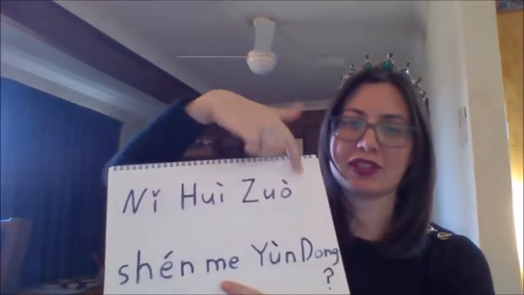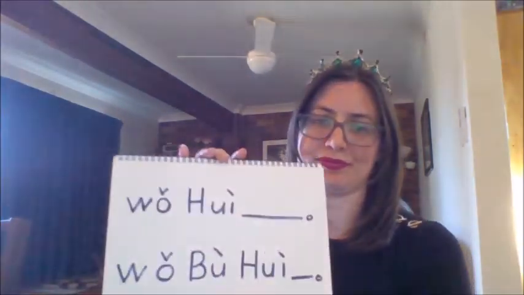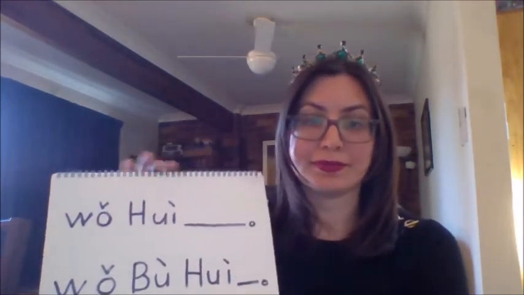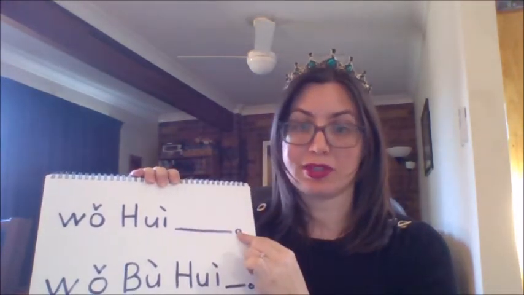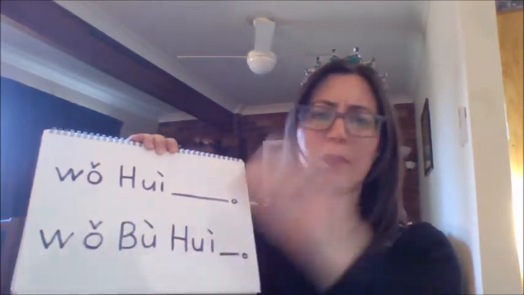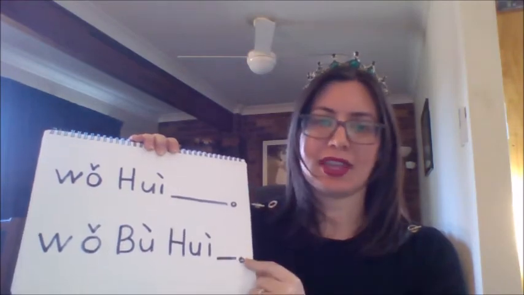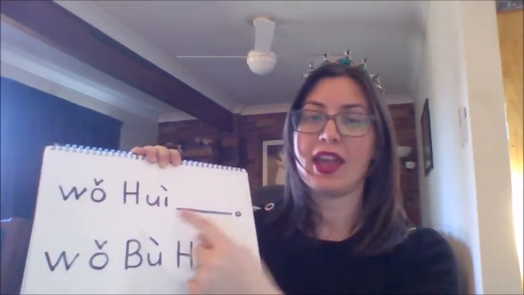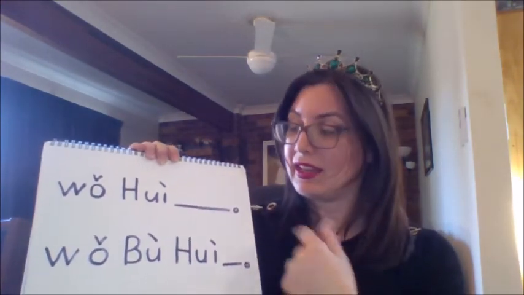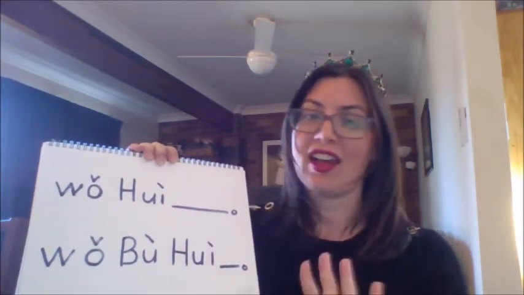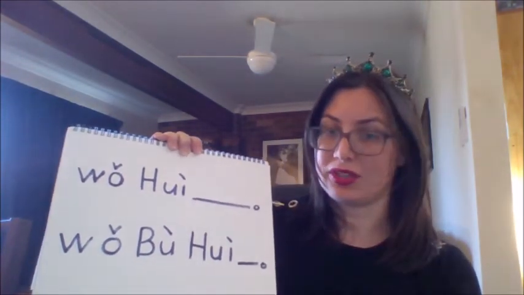So, now, you've looked at this question. It's time to answer it. 我会 insert sport. 我不会 insert sport. So 我会, I can. 我不会, I can't. I don't have the ability to.